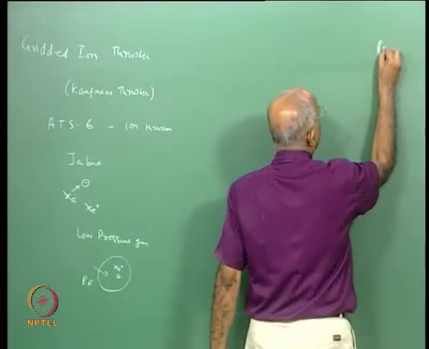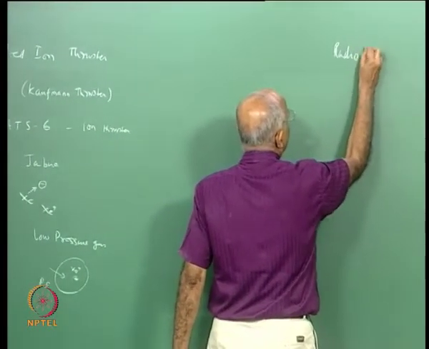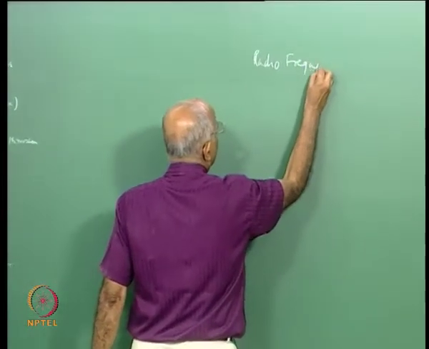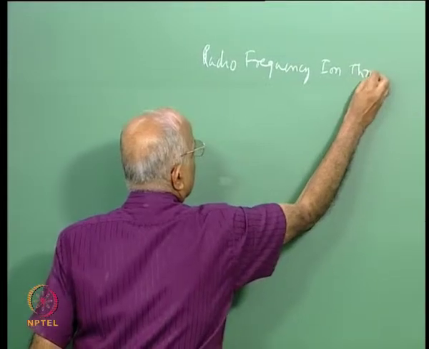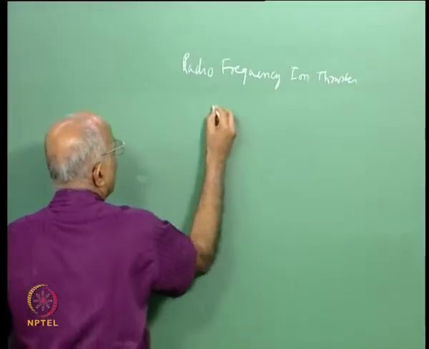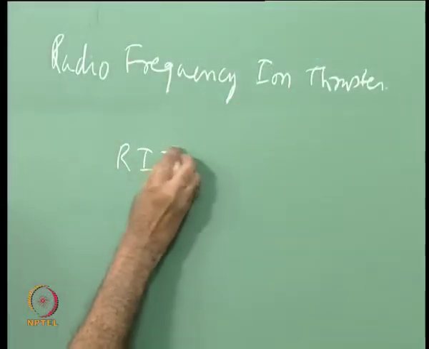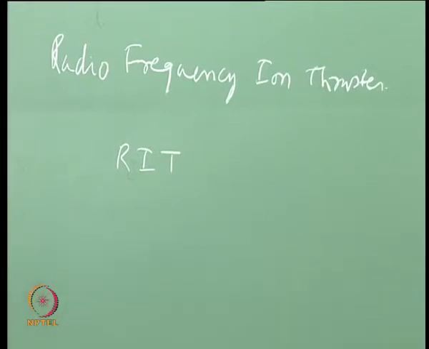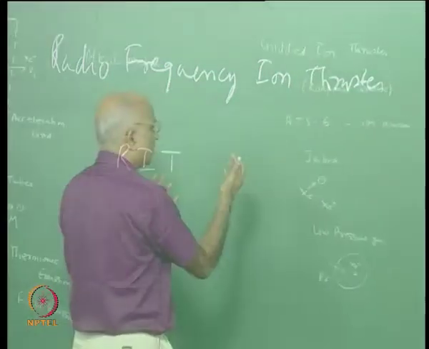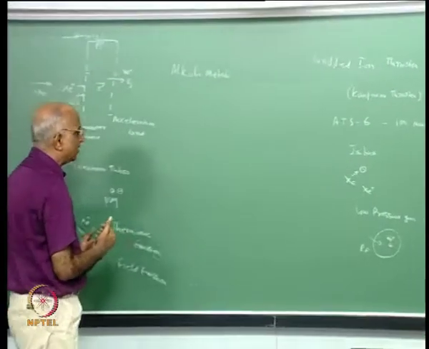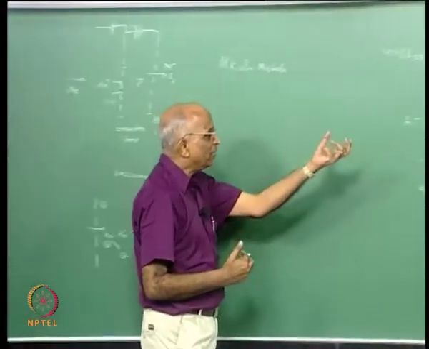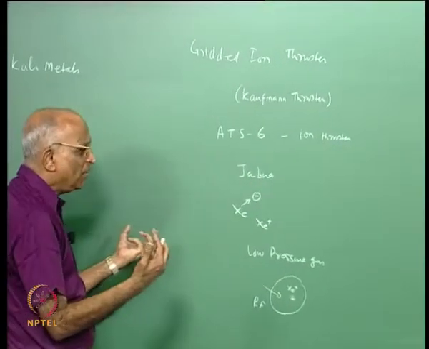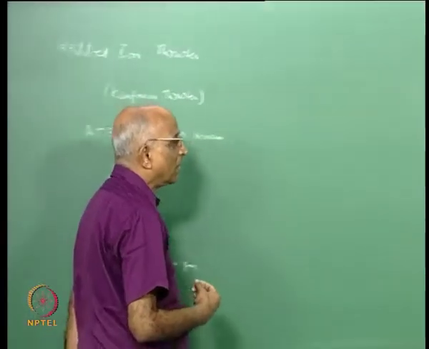Maybe I will write it here. Or it is known as RIT. It has also been flown. Therefore, we are talking of some of these electrostatic types of mechanisms wherein I could use a gridded ion thruster, maybe a radio frequency ion thruster, or even I could think of some other configurations.